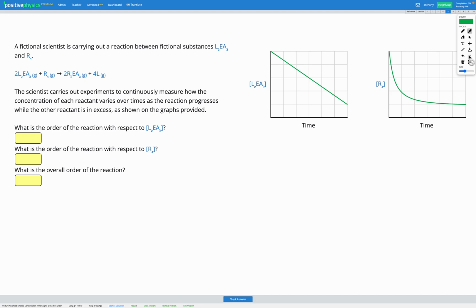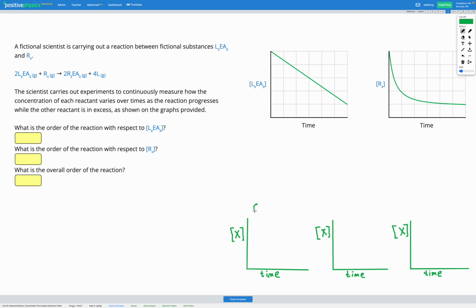In this question, we're looking at how the order of reaction is related to the graph of concentration of a reactant over time as the reaction progresses. So let's start by looking at what those graphs are going to look like for different orders of reaction.